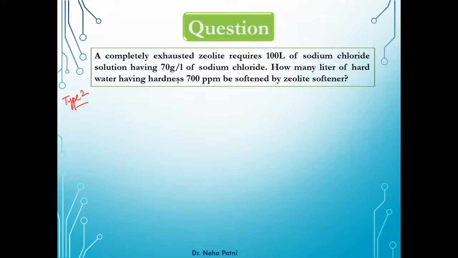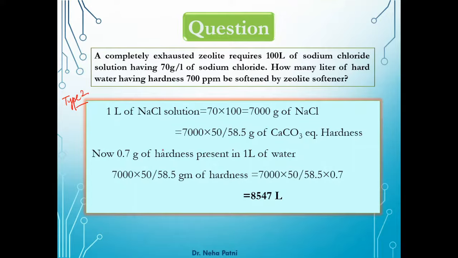Now here at type 2, I'll disclose the answer. It is the same, that if this much hardness is present in 1 liter, so how much in this many liters, right? How many liters are to be found? Now using the same concept here, what I am going to do is water versus NaCl. What is N1? N1 is written here, 700 milligram per liter. So 700 milligram per liter multiply by V1, you have to find out. What is N2 here? N2 is 70 grams per liter. So 70 multiply by V2. What is V2? 100 liter of NaCl.